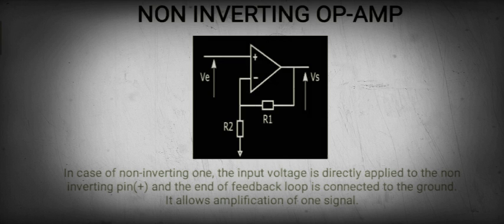So now non-inverting op-amp. In case of the non-inverting one, the input voltage is applied directly to the non-inverting pin, that is the positive terminal, and the end of the feedback loop is connected to the ground. So it allows amplification of one signal.